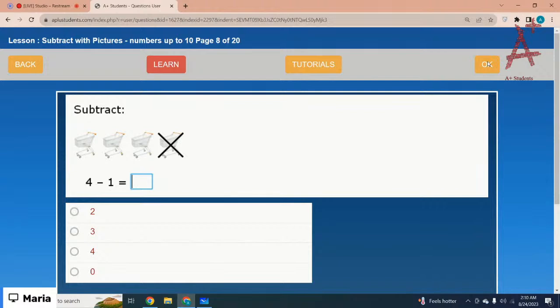Okay, the next one. Let's count the total trolleys. How many trolleys do we have? One, two, three, four trolleys. One of them is already crossed. How many trolleys are we left with? Four take away one equals. You have to count the ones that are not crossed. Three of them are not crossed. That means four take away one equals three. So the correct option is three.